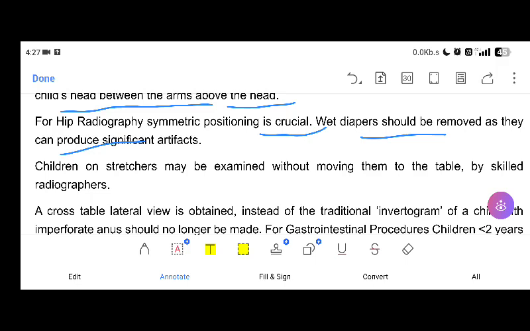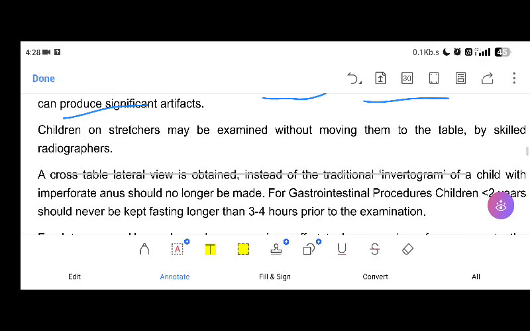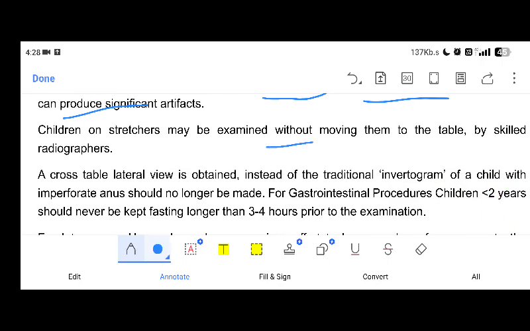So hello, we are doing a pediatric radiography session, and here we are doing hip radiography. Symmetric positioning is crucial, and wet diapers should be removed because they can produce significant artifacts. Children on a stretcher may be examined without moving them to the table by skilled radiographers.